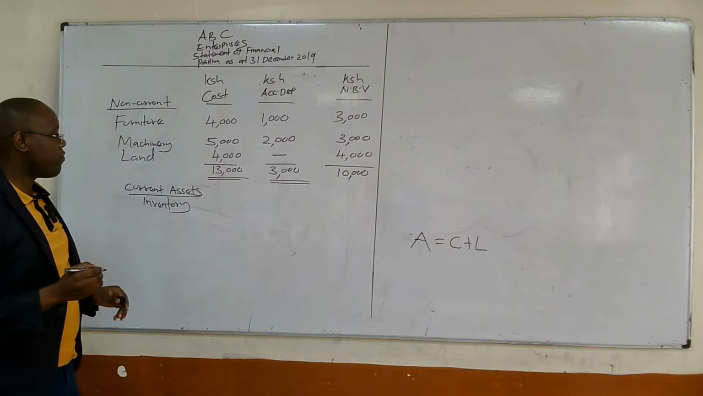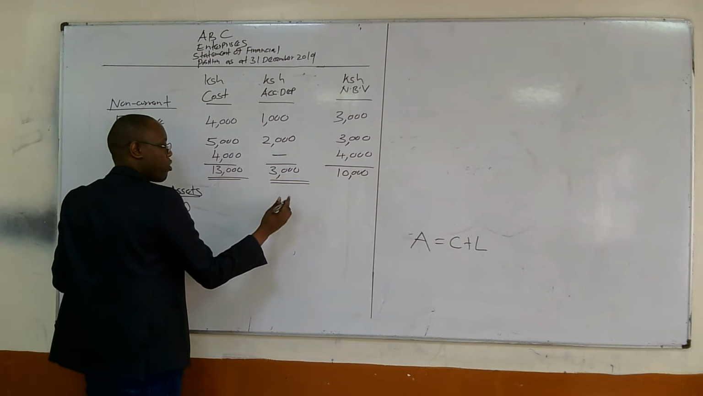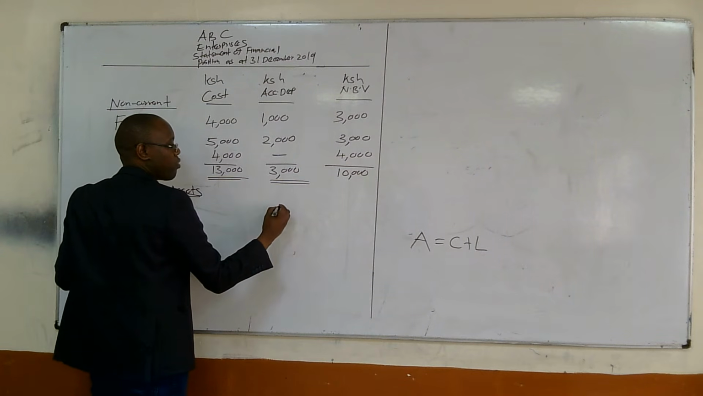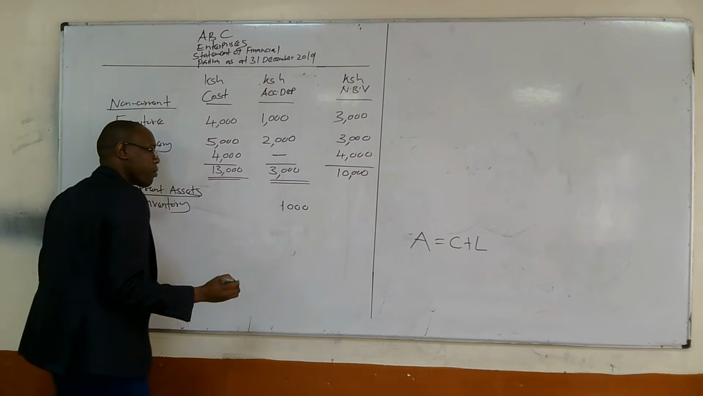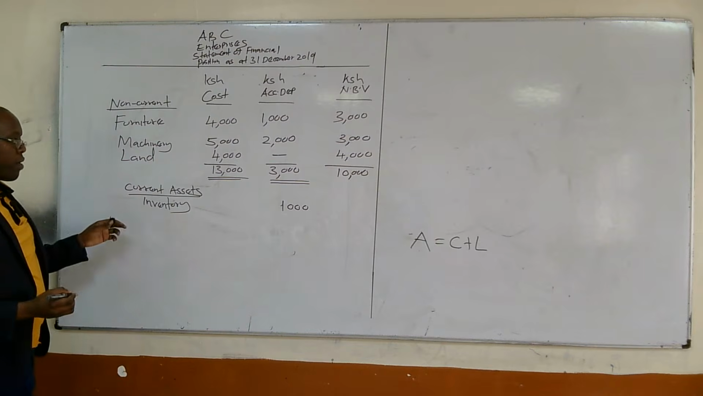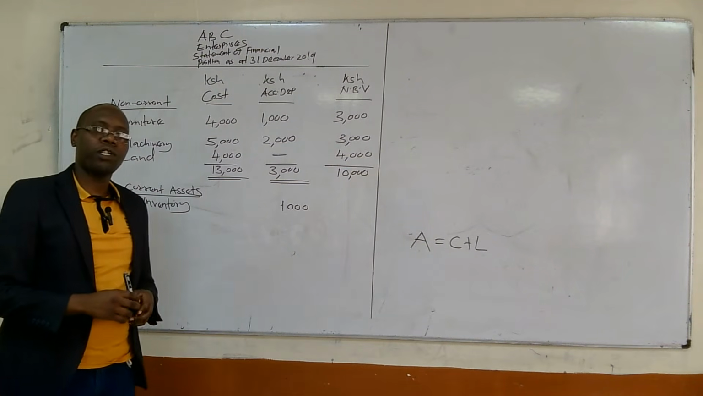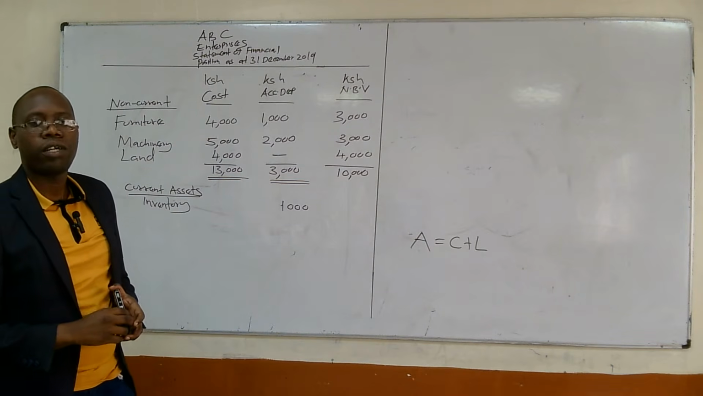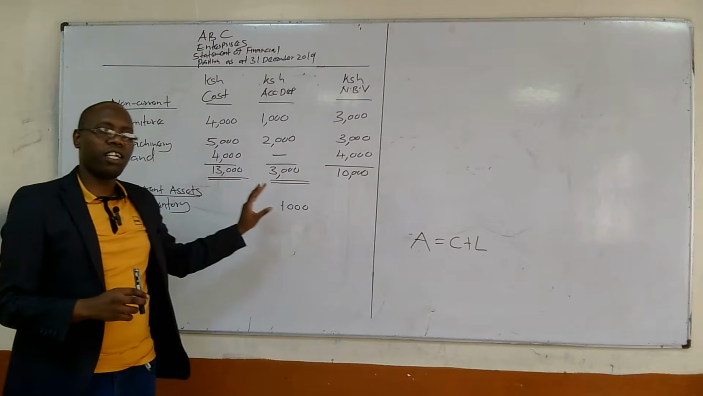So we're going to capture inventory, and you're going to capture it under the second column. So let us assume that inventory was 1,000, so you capture it here. 1,000, and if maybe they have given you two types of inventory, that is opening inventory and the closing inventory, we always take the closing inventory.